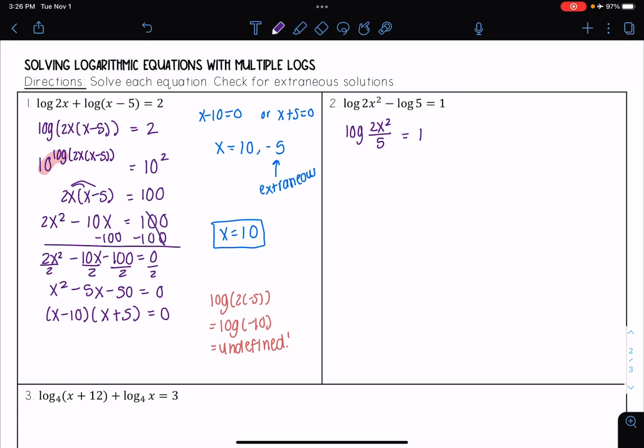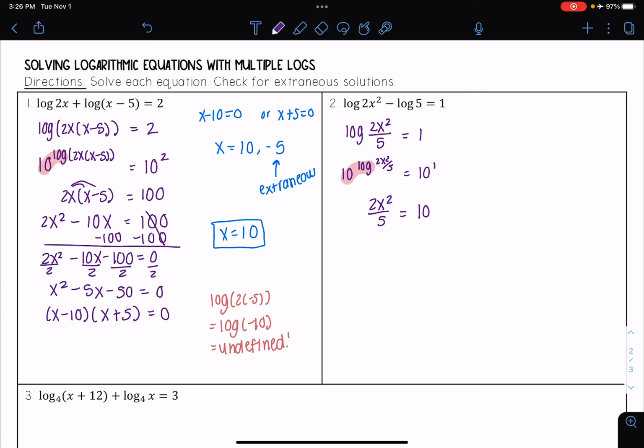And now I need to get rid of that log. And so here that is base 10, so that means this is going to be the same thing as 10 raised to the log of 2x squared over 5 and 10 raised to the 1. My 10 raised to the log cancels out, so I'm left with 2x squared over 5 is equal to 10.